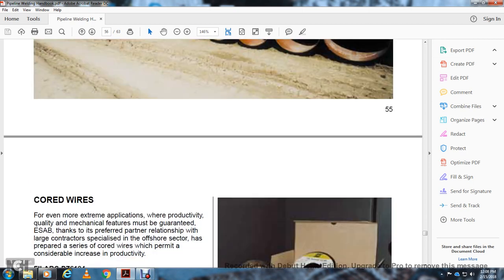Alright, cored wires. For even more extreme applications where productivity and quality of mechanical features must be guaranteed, ESAB, thanks to its preferred partner relationship with larger contractors specialized in the offshore sector, has prepared a series of cored wires which permit a considerable increase in productivity.